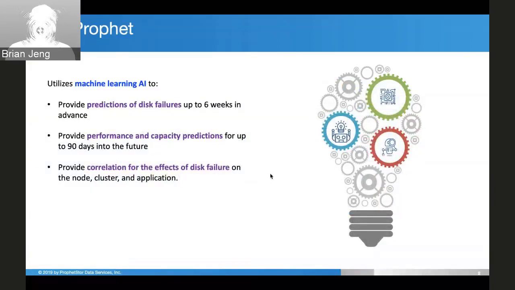And what DiskProphet does is we use machine learning AI to predict future disk failures up to 6 weeks in advance. Additionally, we can also predict performance and capacity for up to 90 days into the future, as well as give correlation for the effects of disk failure between the node, application, and cluster.